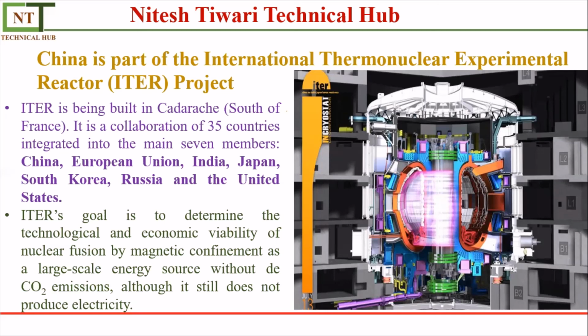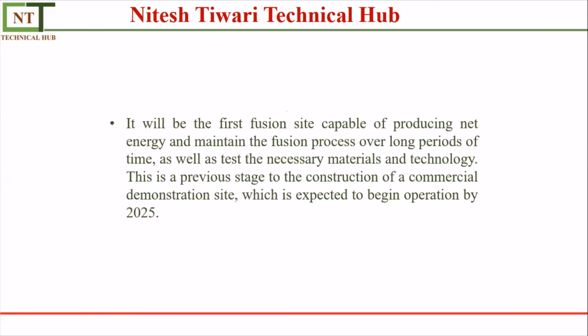Why is it not going to produce electricity? Because of course the temperature is not maintained for a very long time. But once we maintain the temperature for a very long time and the nuclear fusion reaction continues for a very long time, then we can use this energy to generate electricity. So EAST will be the first fusion site capable of producing the next energy and maintaining the fusion process over a long period of time, as well as testing the necessary materials and technology. This is a previous stage to the construction of the commercial demonstration site, which is expected to begin operating by 2025.